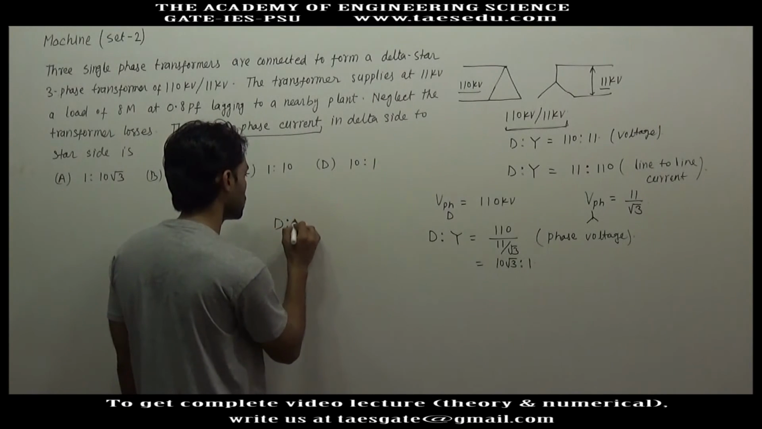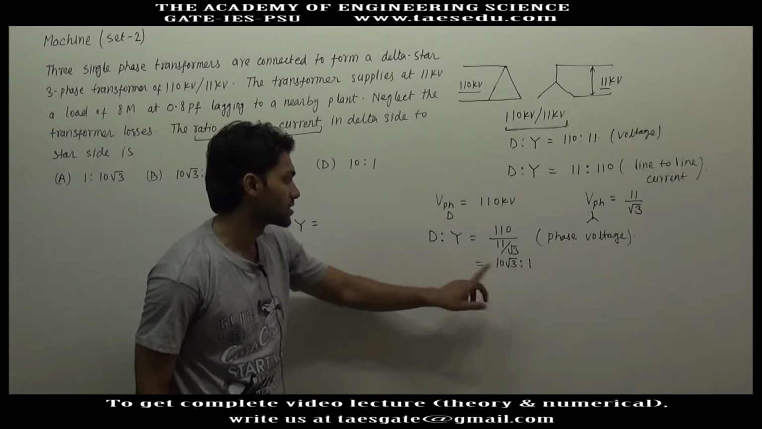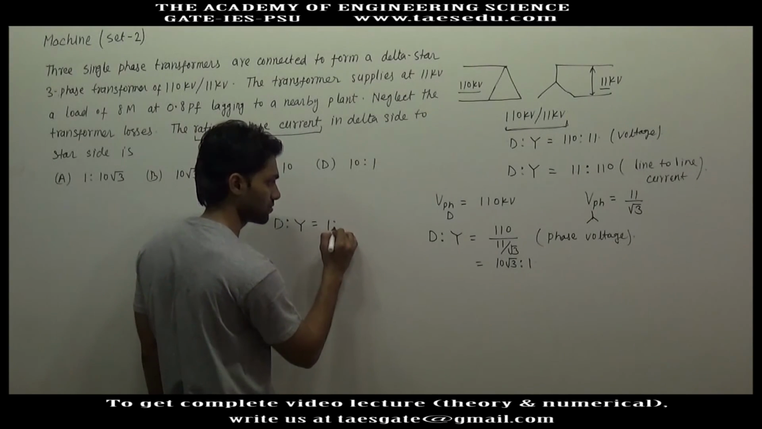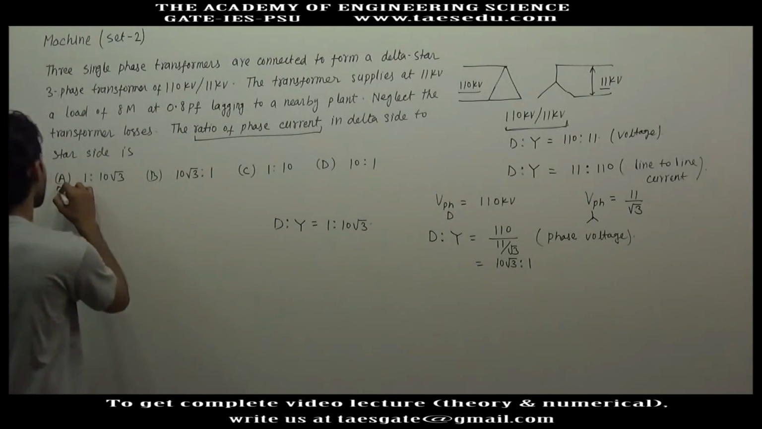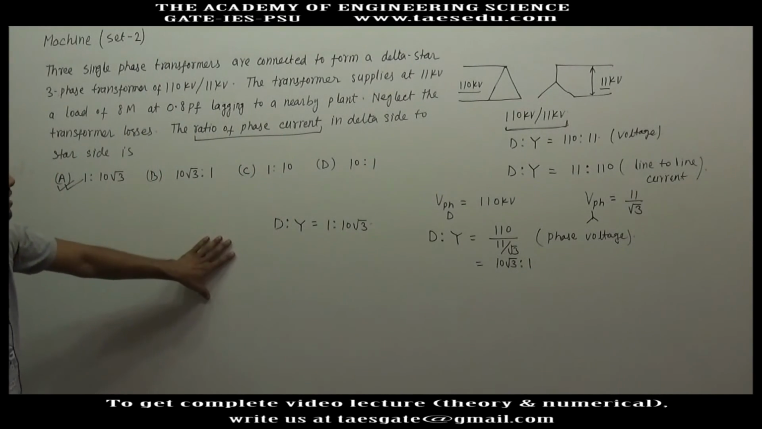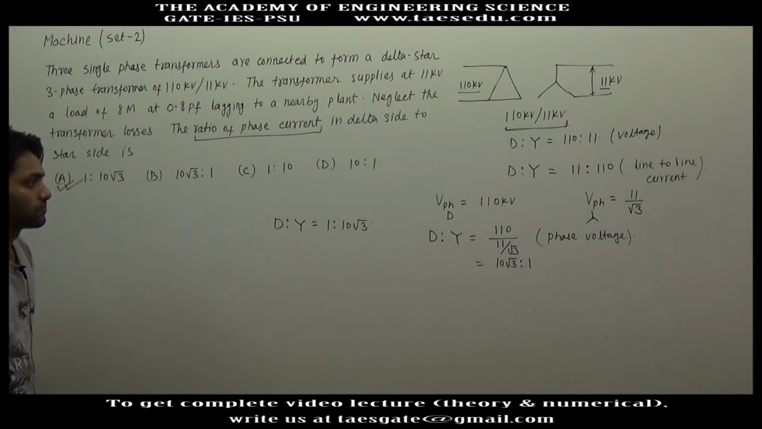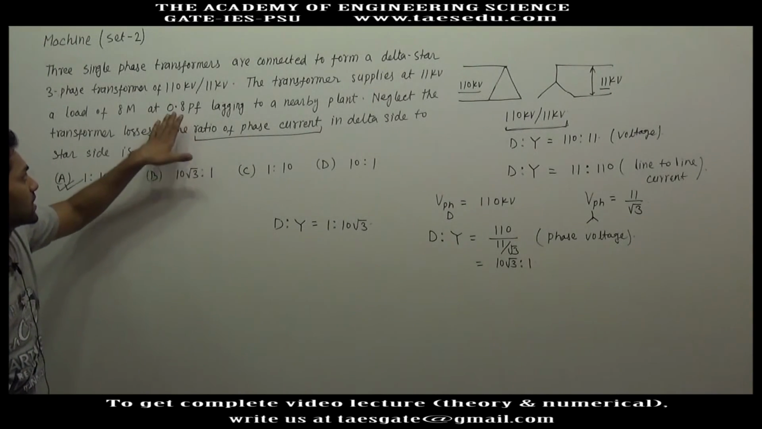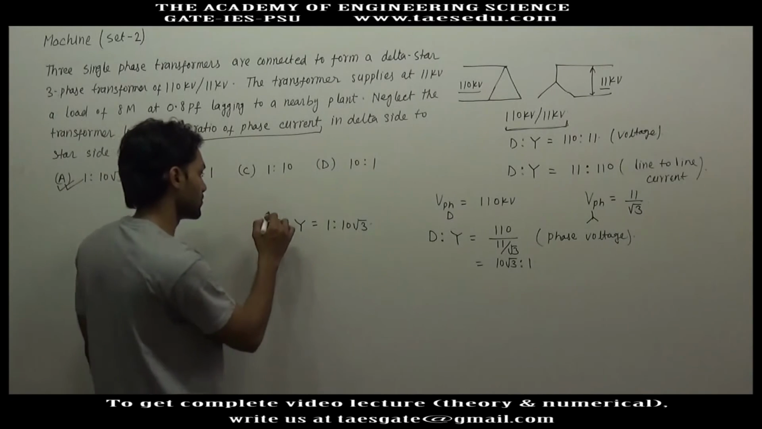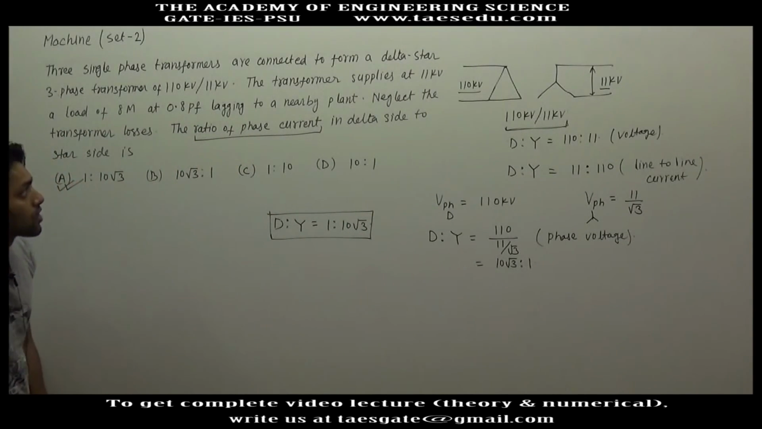So delta to star side current ratio will be inverse of this ratio. This will be 1:10 root 3. Option A will be correct. It does not depend upon which type of load is connected to the transformer. That's why I have not taken any quantity of the load. This will always be true. It does not matter which type of load or what amount of load is connected.